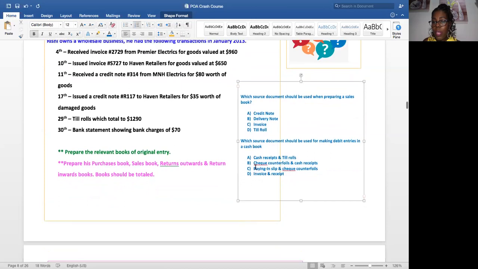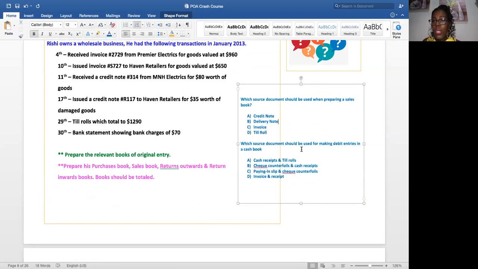The other multiple choice question here says, which source document should be used for making debit entries in a cash book? So if we're going to make debit entries in a cash book, that means we will have received cash. Which one of these source documents will be used when we receive cash?